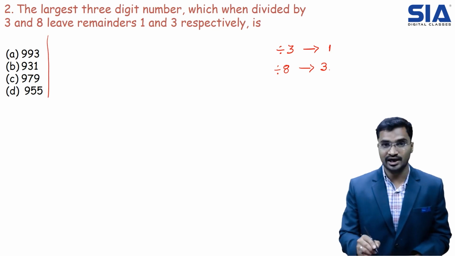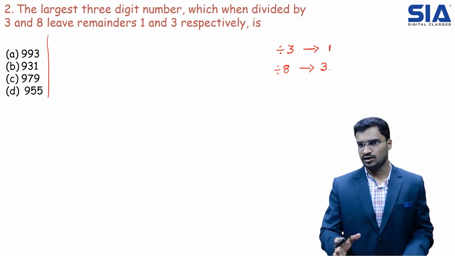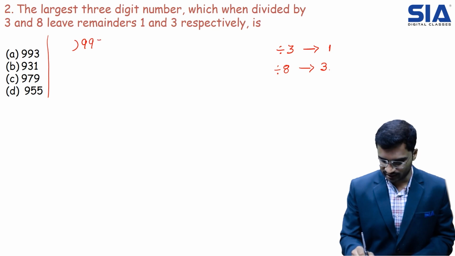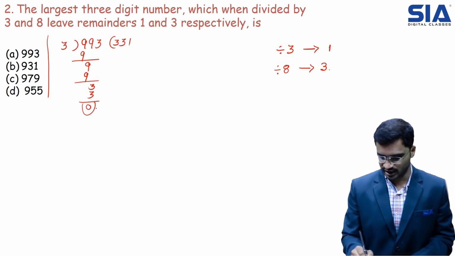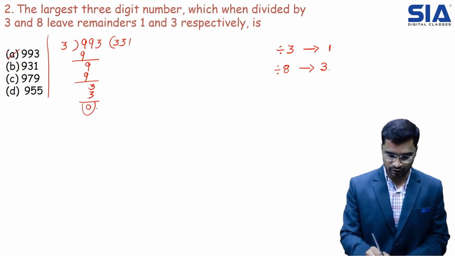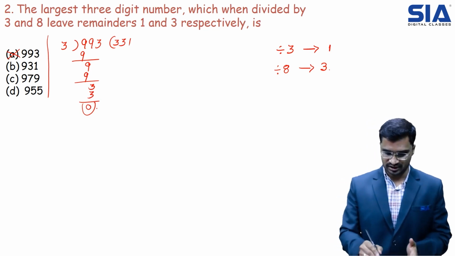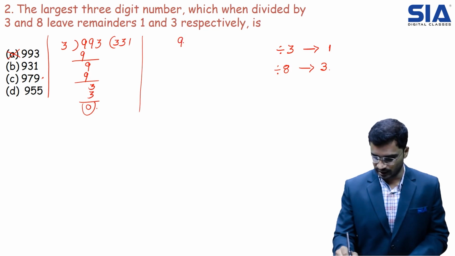Let us take this and check whether we are getting remainder 1 when we divide it by 3. Now 993 divided by 3. 3 3s are 9. Then 3 3s are 9. 3 1s are 3. No, we are not getting a remainder of 1. So the first option is ruled out. Next, the second greatest number in these options. The second greatest number is 979. Let us take that number.